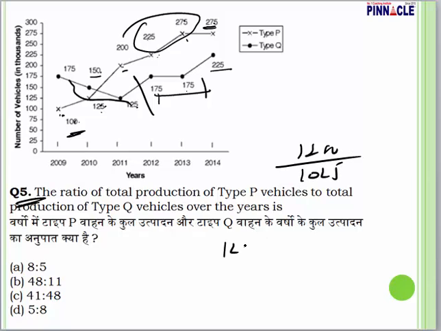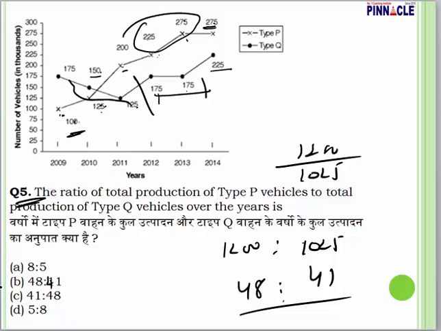And the ratio would be equal to 1025, it will go by 25, then 48:41. What is the question? Ratio of Q vehicle over the year. This we have to tell the ratio of these two, 48 and 41 wrongly printed. This is 48, this is not 11, 41. So answer should be B.